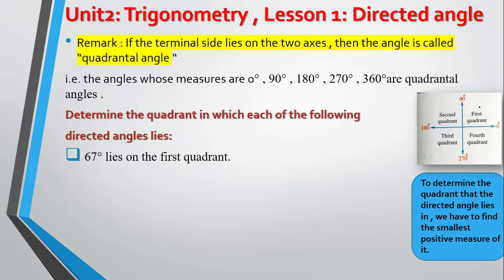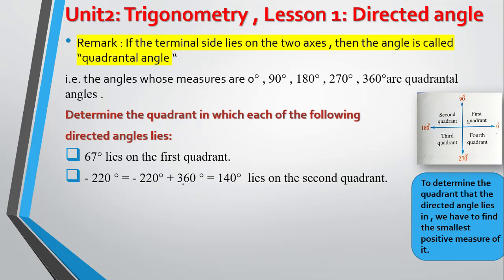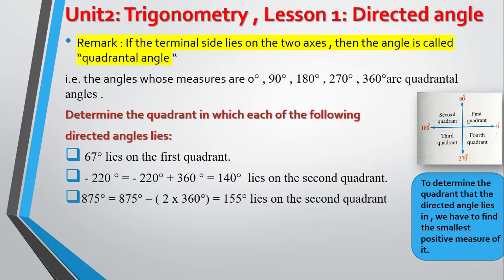Number 2, I have, for example, negative 220. What is the smallest positive? I'll add 360 to get 140. 140 is greater than 90 and less than 180, so the second quadrant. 875: I want to get the smallest positive, so I'll subtract 360 two times. I'll get 155. So this is in the second quadrant because it's between 90 and 180.